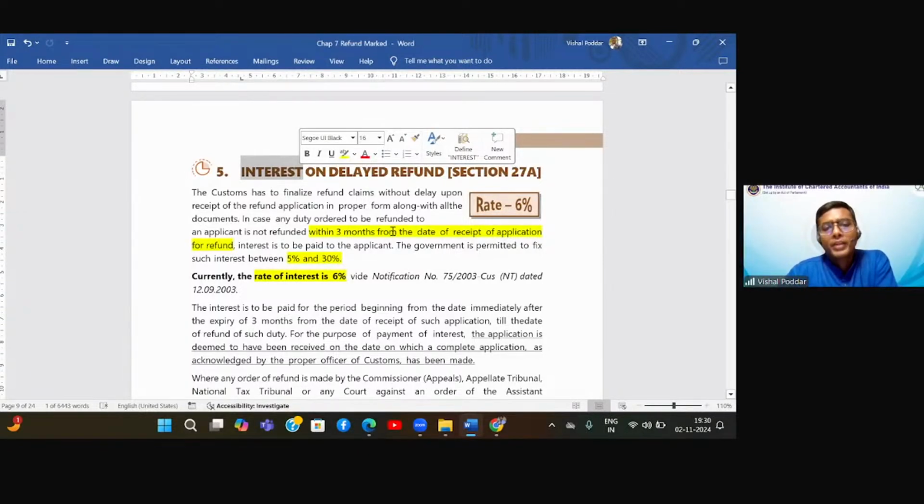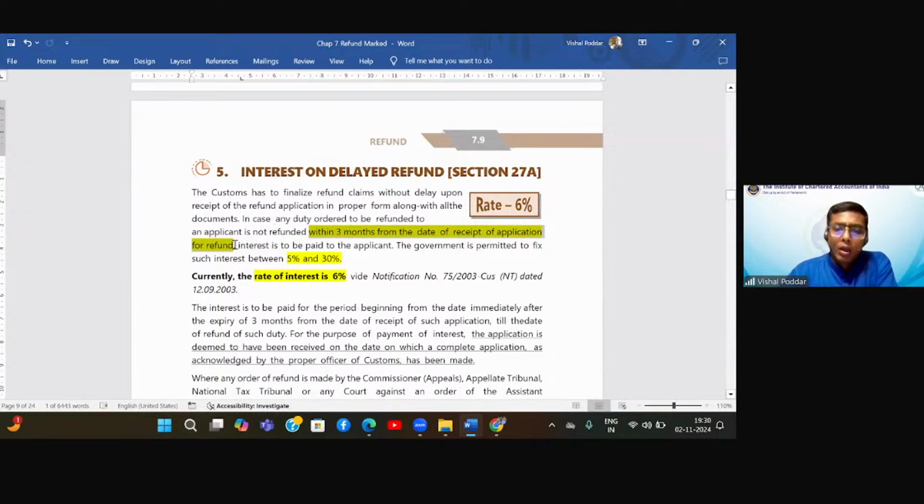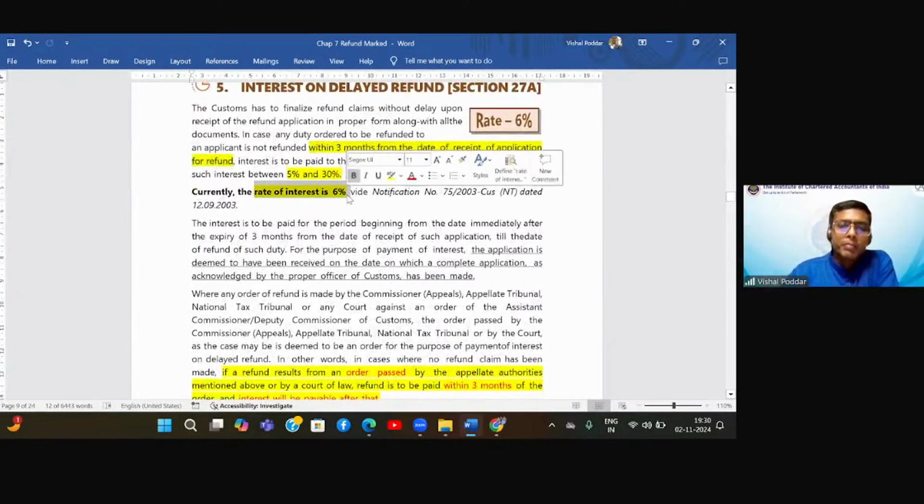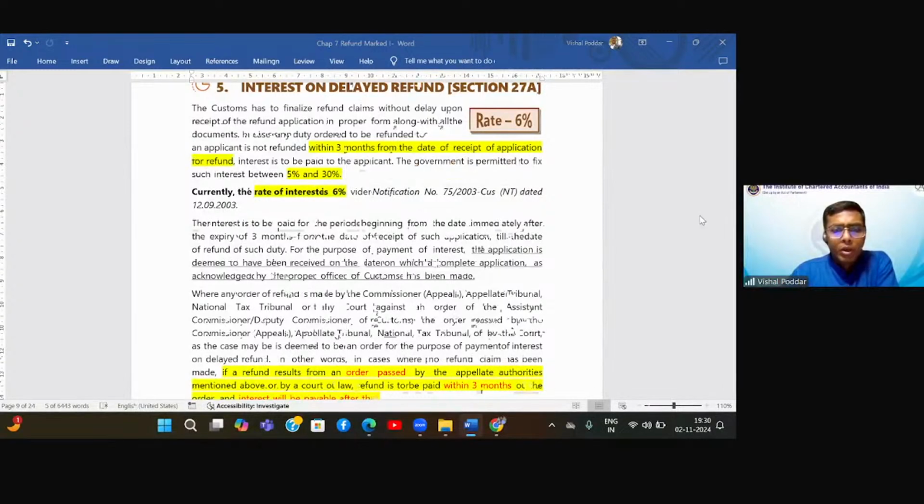Section 27A provides that where you are given refund after 3 months from the date of you making the application along with the complete set of documents, or in other words, refund is given to you beyond 3 months, then the government will be paying interest at a rate between 5 to 30 percent. And presently, the rate of interest fixed for late refunds is 6%. This interest is fixed vide Notification Number 75/2003. Is this clear to all?